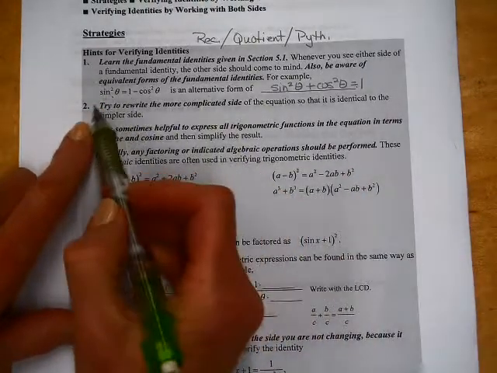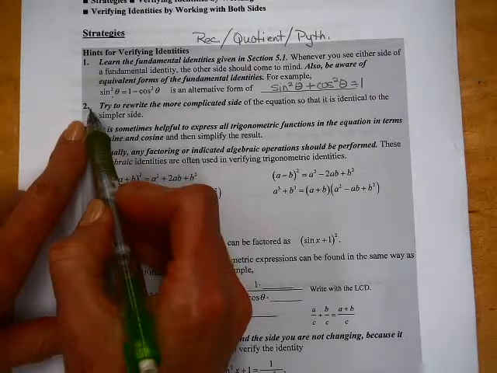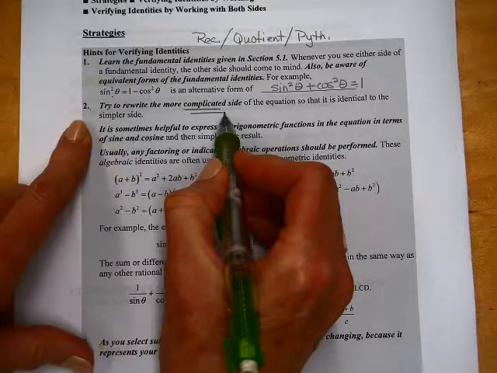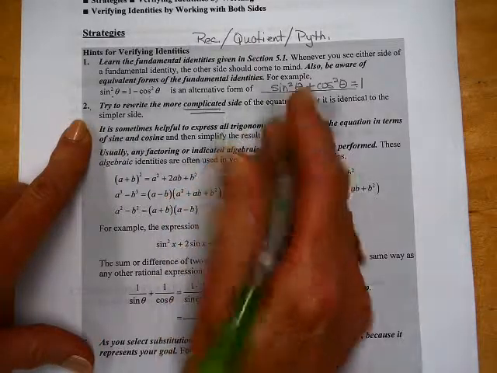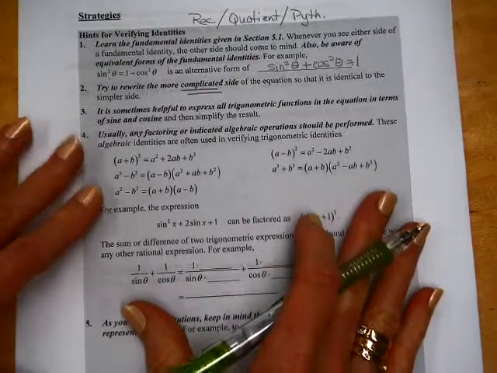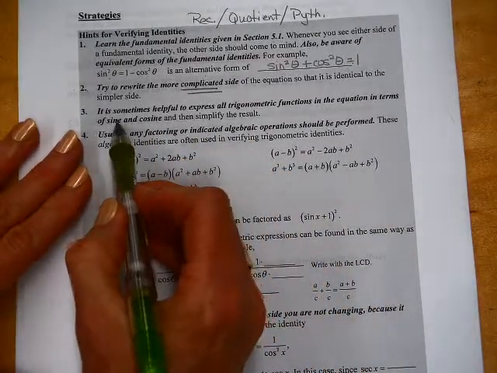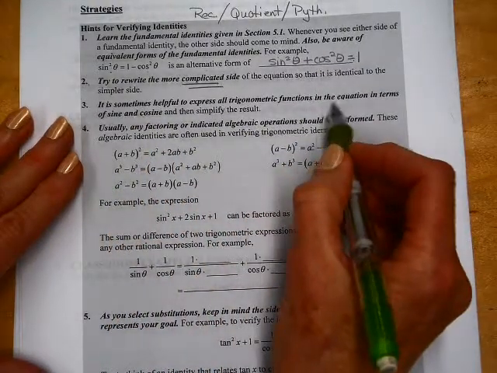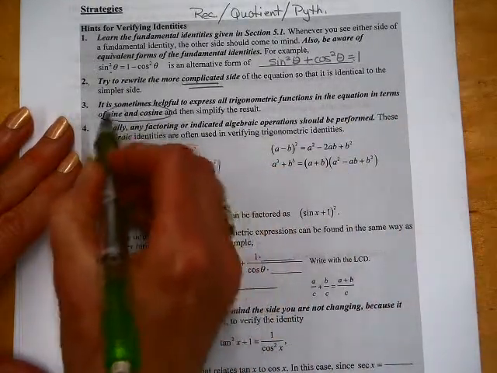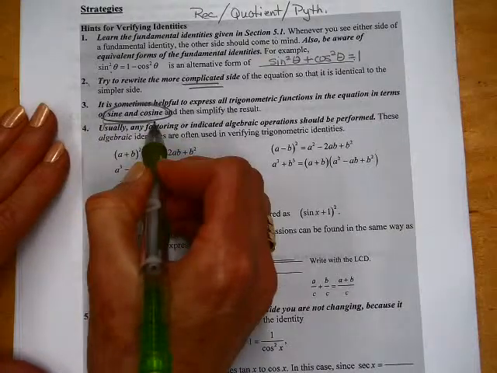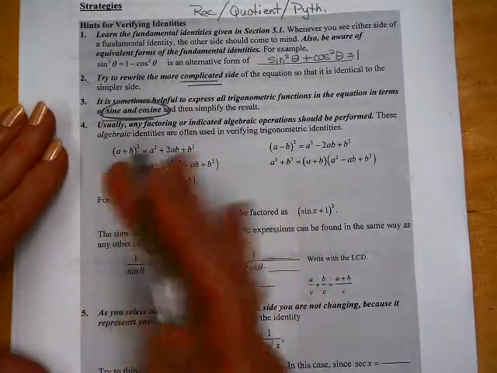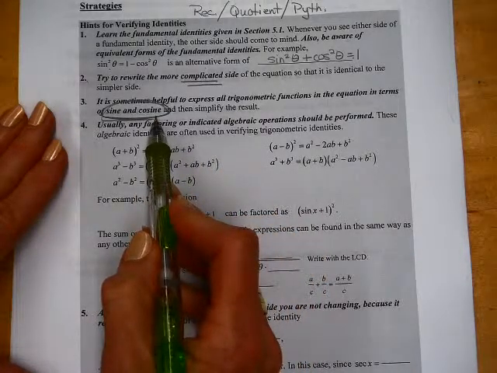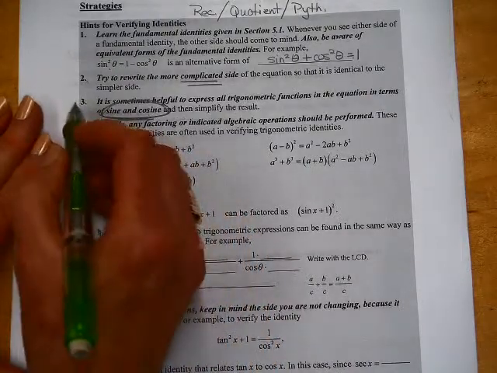Okay? Now when you're working these identities, another hint is try to work with the more complicated side. Sometimes it's hard to tell which is the more complicated, but pick the one you think is more complicated. If you cannot think of anything else to do, number 3 is a great hint. It said change everything in your equation to sine and cosine and then simplify the result, because sine and cosine are easier to deal with than, say, a secant or a cosecant or a tangent. So that's a really helpful hint.